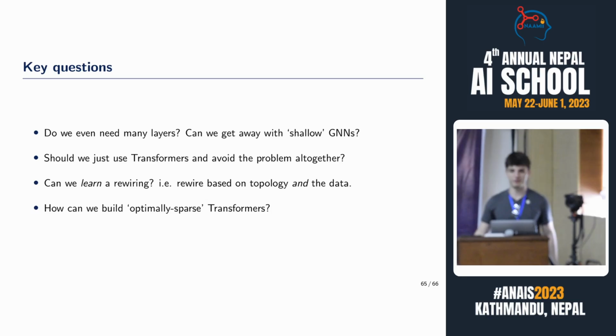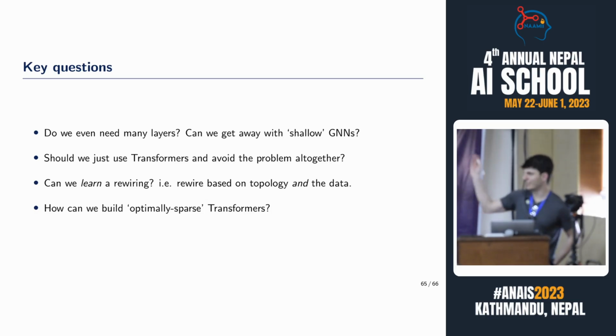Should we just use transformers inside graph neural networks? I think no, because transformers are very dense, and I don't like them so much. Well, I like them, but I think it's kind of sad to throw away the graph in some sense. And a very nice question, but really hard, I've been trying to do it for a year: can we learn a rewiring? If someone has a good idea, let me know, because this seems very hard.